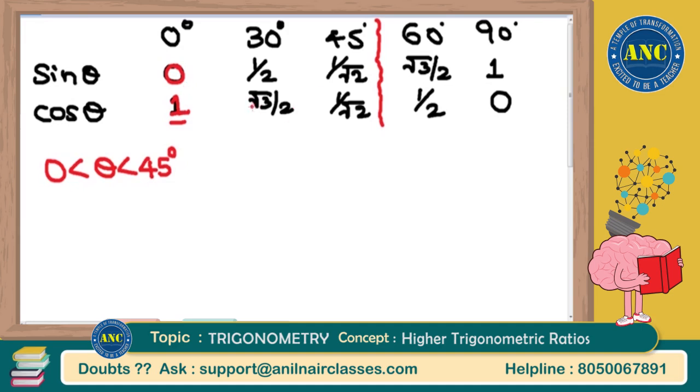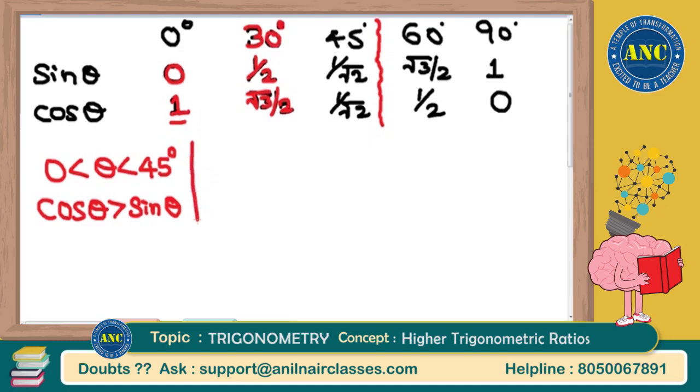Cos 30 is root 3 by 2. The same angle 30 degrees, if I take it for sin, it will be 1 by 2. But root 3 by 2 is greater than 1 by 2. That means if I take any angle between 0 and 45 degrees, my cos theta will always be greater than sin theta. Please don't ignore this statement. If I say something in my class, there is an importance to it, right? My cos theta is greater than sin theta between 0 to 45 degrees.